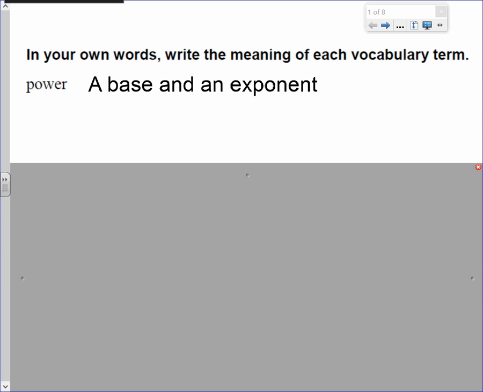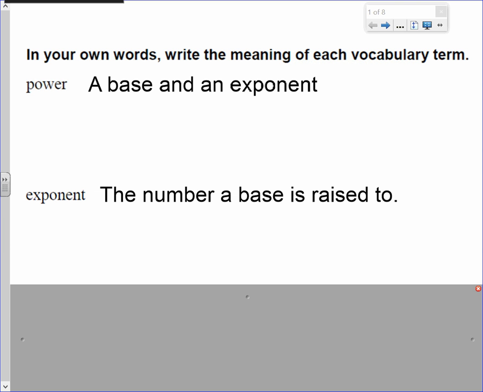Second word, very straightforward definition. The second word is a number, or the number a base is raised to. The number a base is raised to.